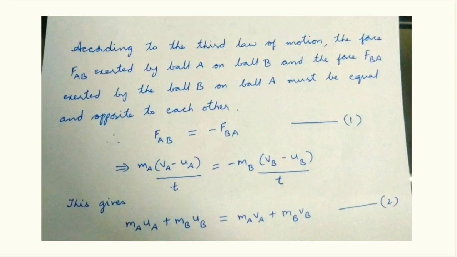But we know, according to the third law of motion, FAB equal to minus FBA. And this is our equation 1, which means that the force FAB exerted by ball A on ball B and the force FBA exerted by the ball B on ball A must be equal and opposite to each other. On substituting the values for FAB and FBA, we get MA into VA minus UA upon T equals minus MB into VB minus UB upon T. This in turn gives us the equation 2: MAUA plus MBUB equals MAVA plus MBVB.